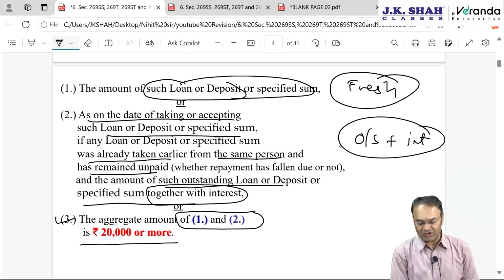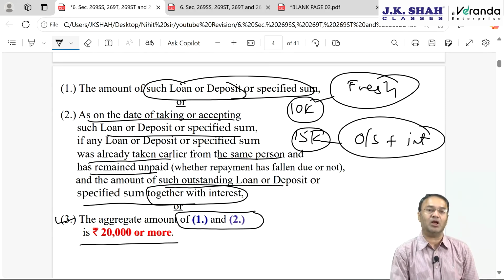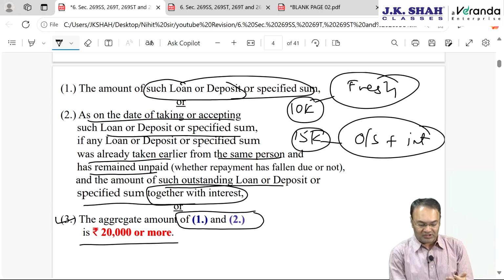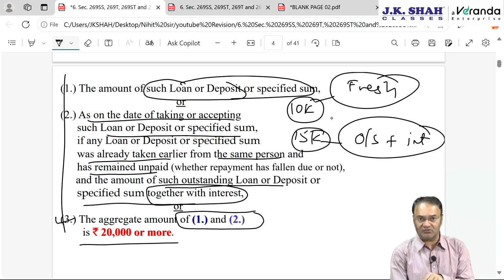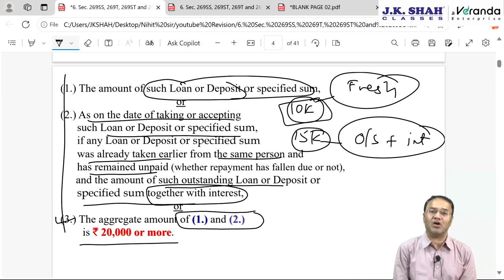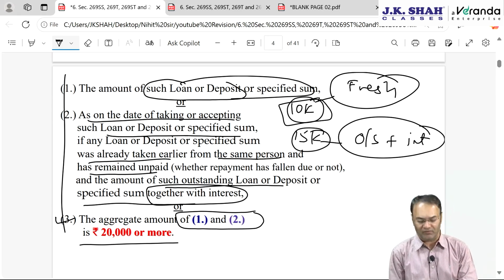So, let me give you the same example. The 15,000 I had taken from you earlier, now I am taking 10,000. Fresh loan is also below 20, outstanding is also below 20, but combined together it is 25,000, so the section will be attracted. This section simply says that if this happens, then the fresh loan has to be by way of account payee cheque, account payee draft, etc. If it is not, then penalty will be levied.